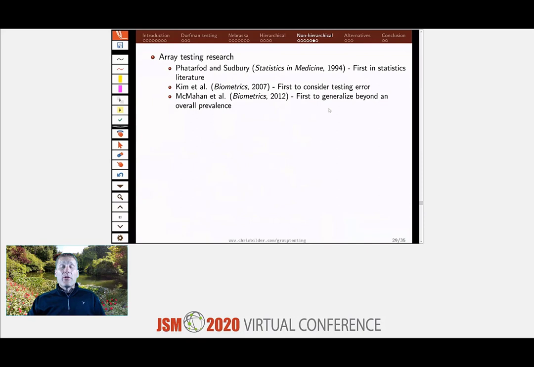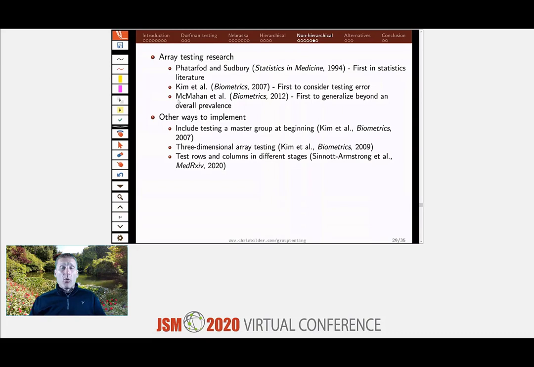If you want to know more about our array testing research, here are a number of references on it. Again, a good reference is Kim et al.'s paper. Another reference is Katja Remlinger's paper that appeared in Technometrics in about 2007 or 2008, which describes how array testing can be used with respect to the development of new pharmaceuticals. There are many other ways to implement array testing. For example, instead of a two-dimensional array, you can think of it as a three-dimensional array as well.